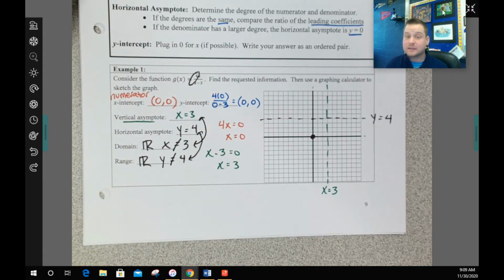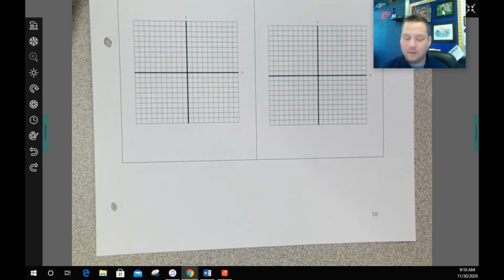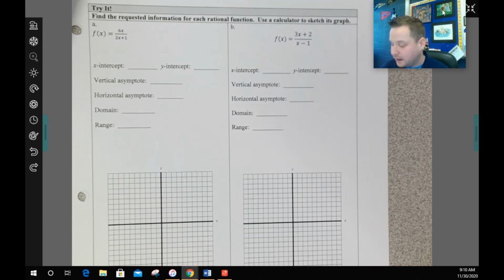Now, as far as this class is concerned, your range is going to work out that way every single time. Okay, so it's going to be all reals, y cannot equal the horizontal asymptote. Realize, though, when you go on to pre-calc and higher levels of math, that's not always the case with the range. Sometimes weird stuff happens with the range, but for this class, we're fine. Okay, we're just matched up with the horizontal asymptote. All right, so that takes care of example 1. Like we've been doing, I need you to do the 2 try-its on page 10 on your own.